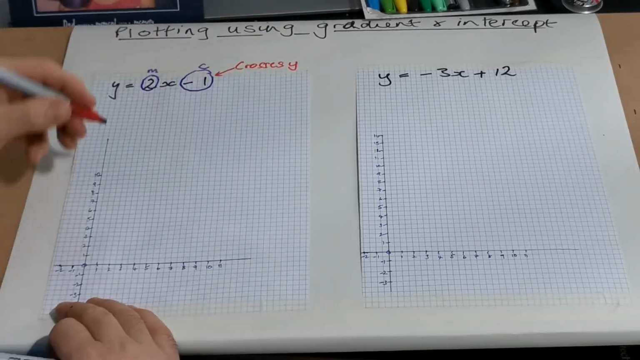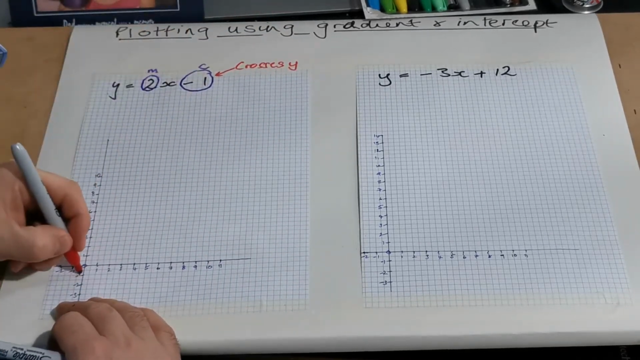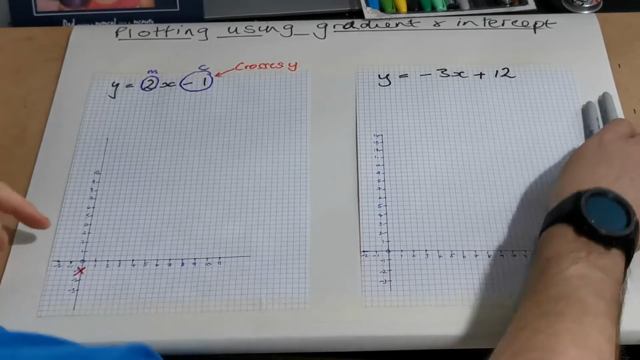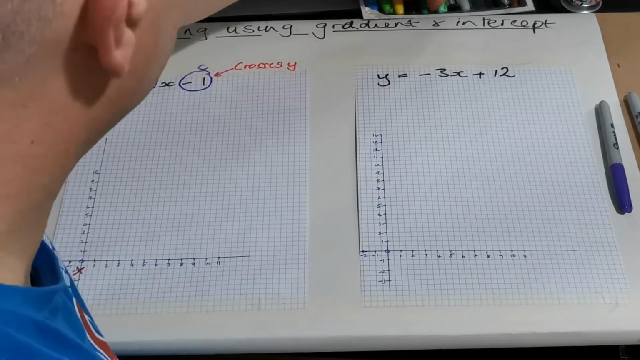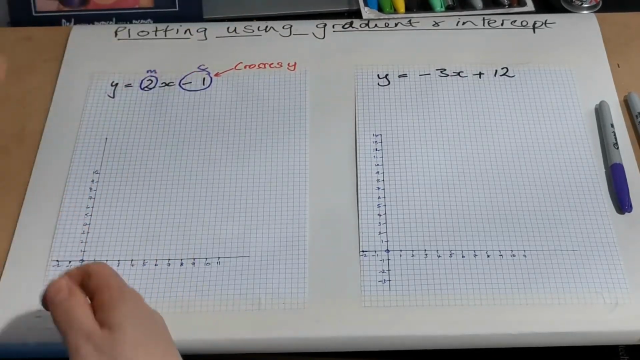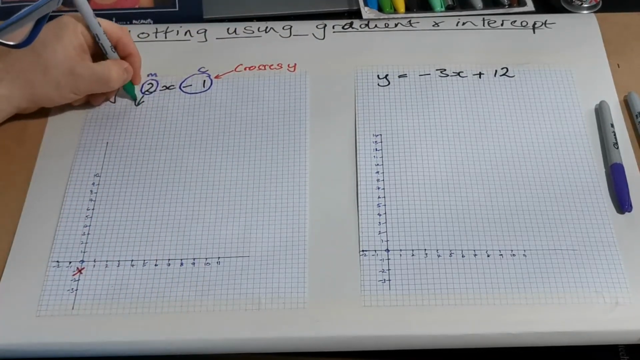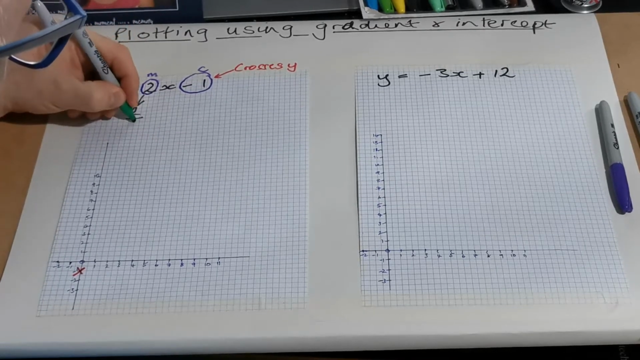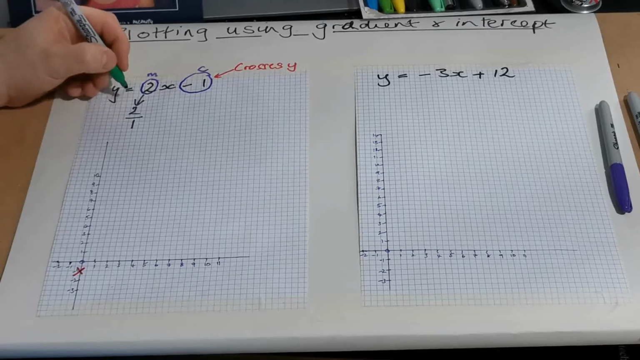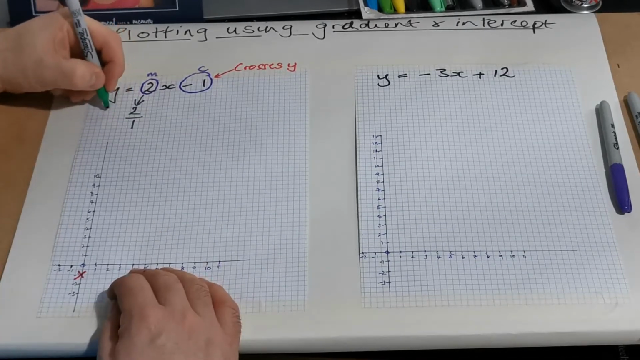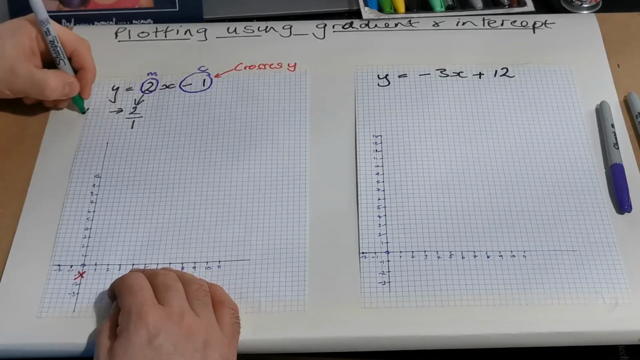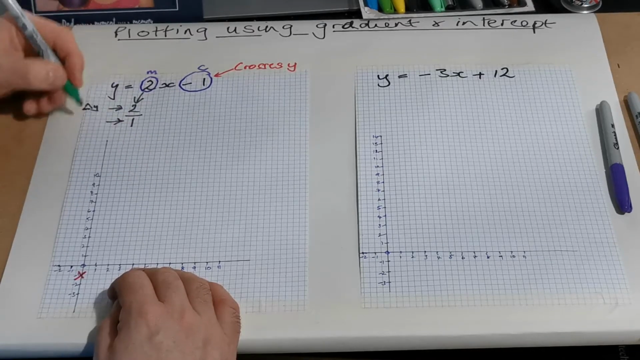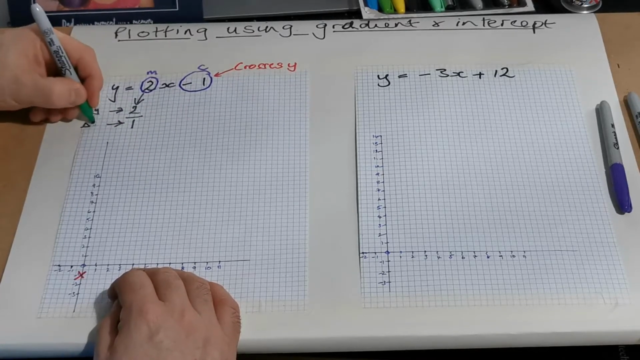So that's really nice and easy to find. C is -1, so I'm going to put a big cross at -1. Now the gradient's a little bit more interesting, really, because the gradient is the simplest form of a fraction, which gives us the y step over the x step. So this is the change in y divided by the change in x.